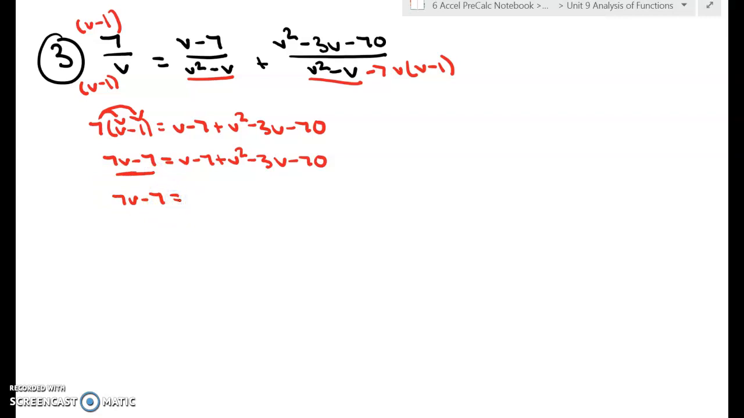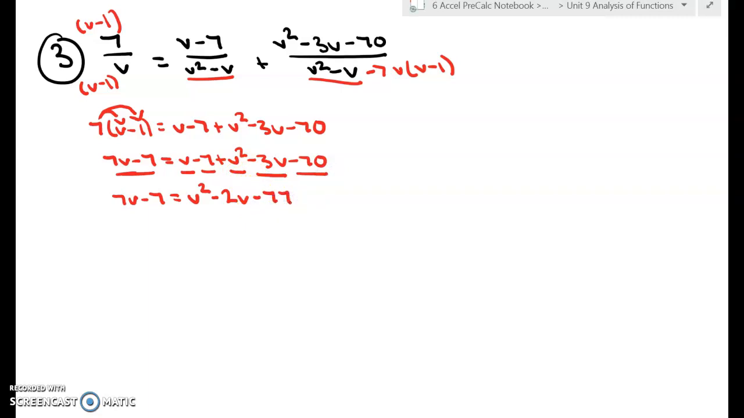And we can see here that there's only one v squared, and there's nothing with a higher exponent, so we're just going to write that first. And there's two terms with the variable v in it, so they're like terms. And v minus 3v is going to be equal to negative 2v. And then we have a negative 7 and a negative 70. So when you add those two together, that's going to equal negative 77.